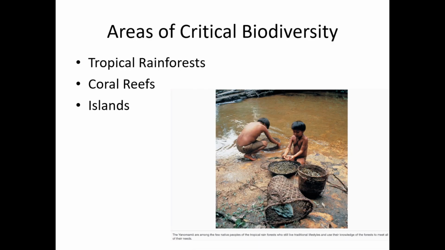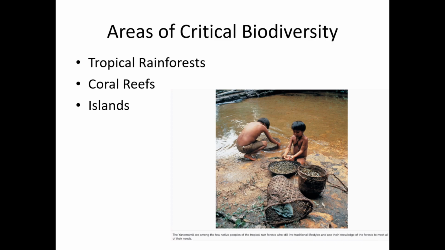There are certain types of habitats that we would consider areas of critical biodiversity. These are tropical rainforests, coral reefs, and islands. Tropical rainforests cover less than 7% of the Earth's surface, but they contain over half of the world's species. The problem with tropical rainforests and why they're in a critical state is because they're being cleared for farming, cattle grazing, or timber.